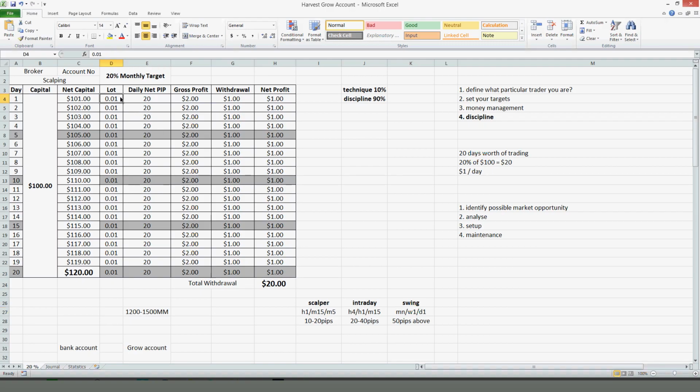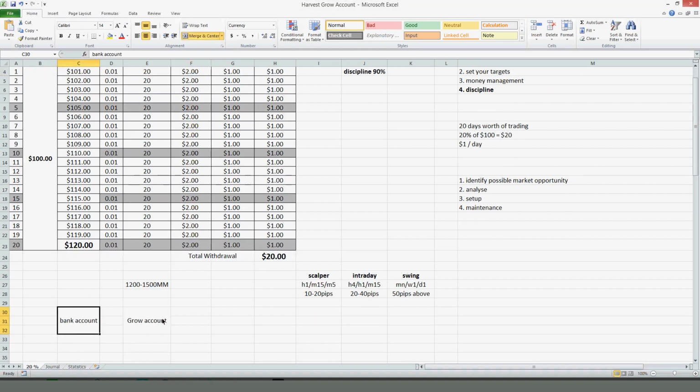So if you set yourself up for 1 cent lot and about 20 pips as a daily target, because I said earlier that I'm going to do scalping on this one, so I set myself up for 20 pips per day. Roughly, minus the spread and all of that, let's say that we're earning about $2 per day. And that's why we need to create two accounts, because this is the grow account, the $100 is the grow account, and you have a bank account.